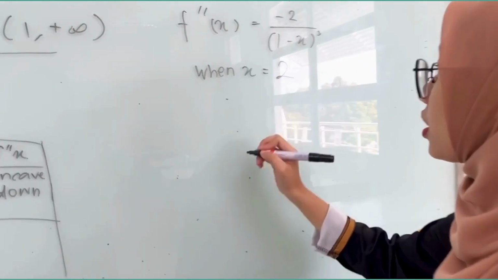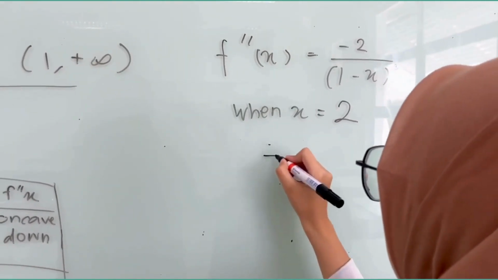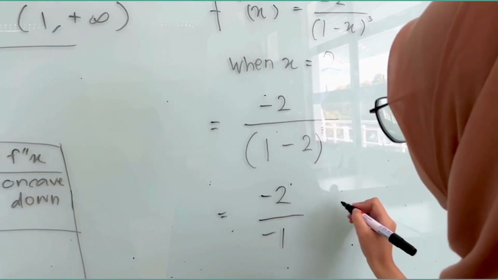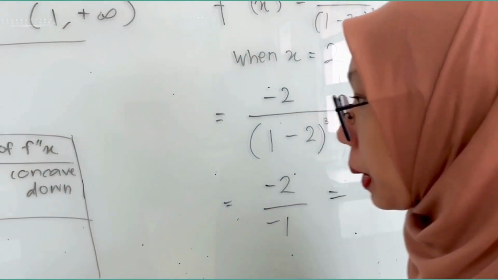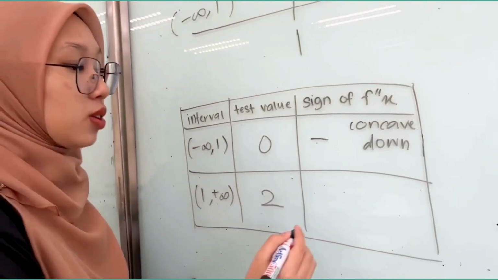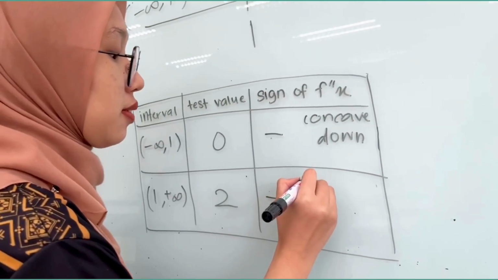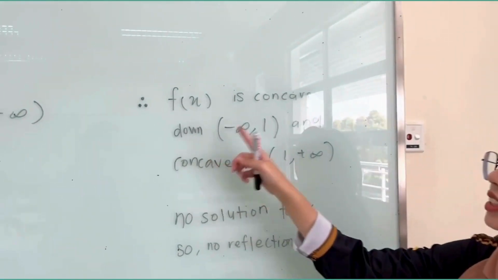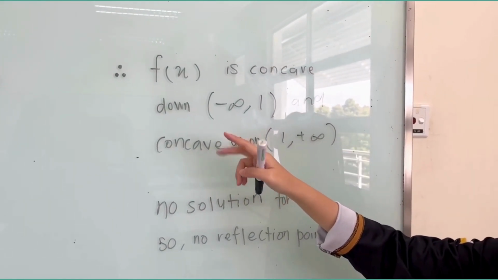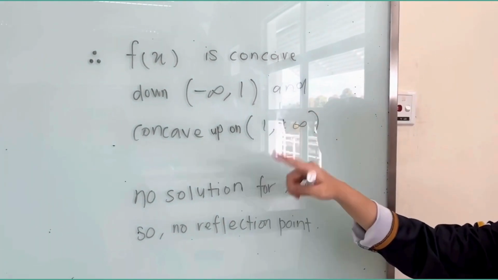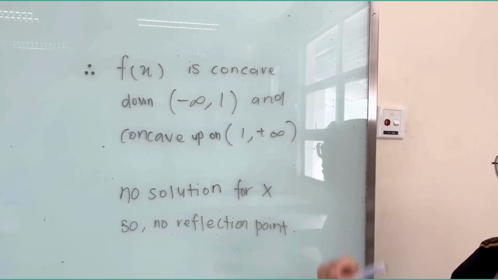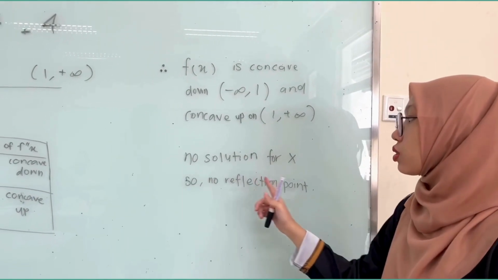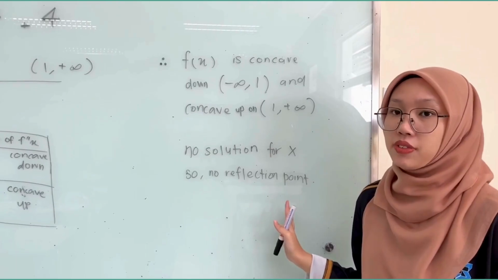When x equal to 2, we substitute the value x with 2. For this test value, we get a positive, which is concave up. Therefore, f(x) is concave down on negative infinity to 1 and concave up on 1 to positive infinity. From this equation, we know that there is no solution for x, so no inflection point.